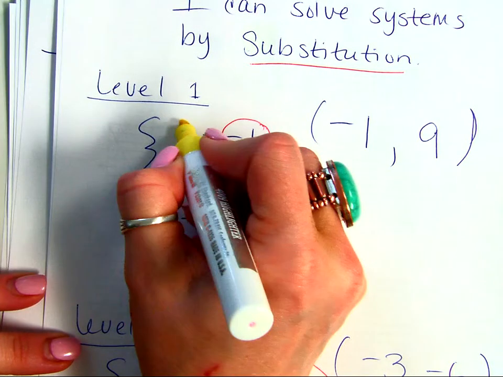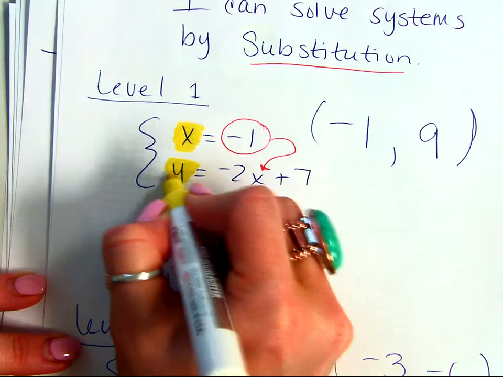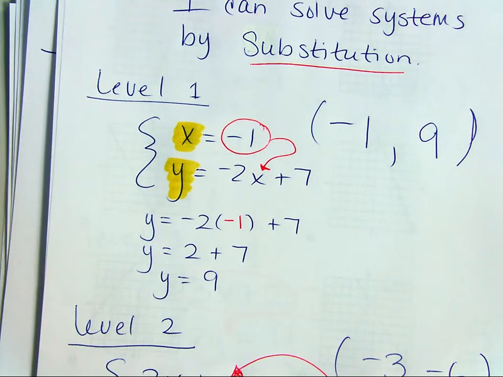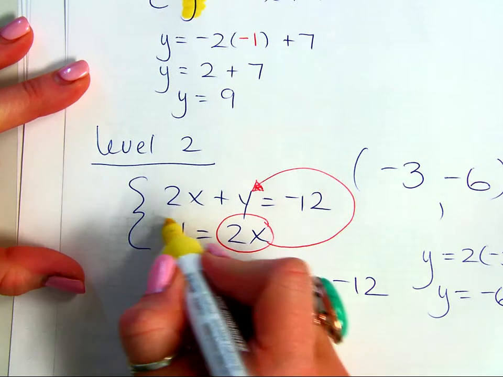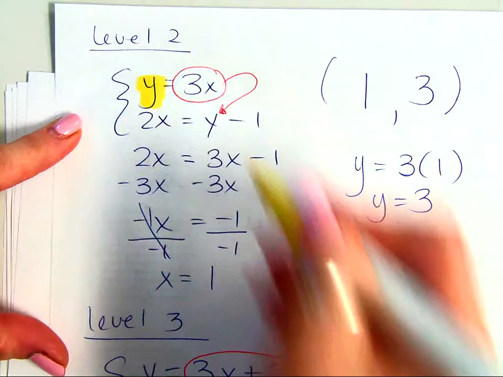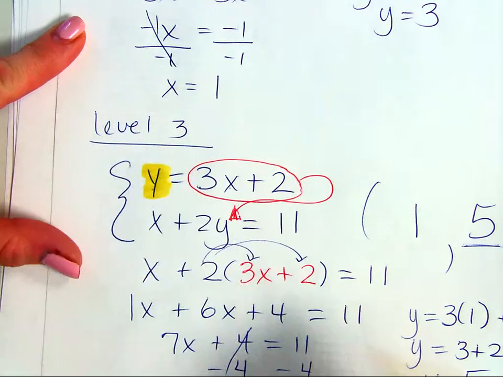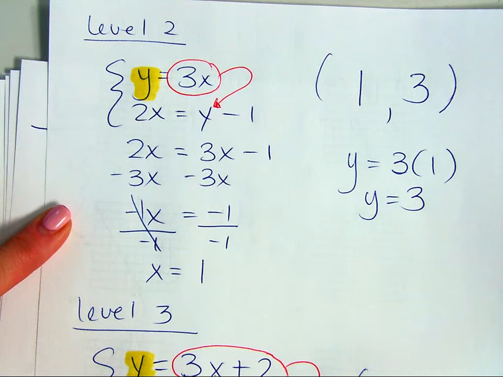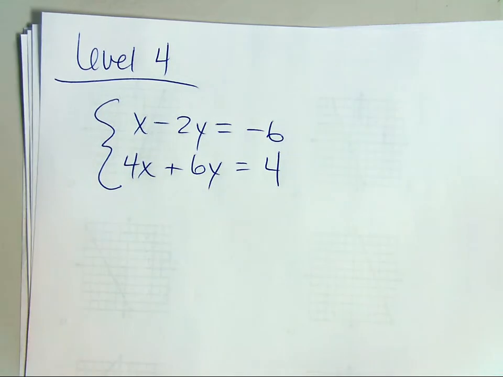You notice that both of the equations had a variable already solved for, right? Here, y was by itself. So you went right away to your substitution. Here, y was by itself. Here, y was by itself. So all of your y's were already solved for. Can you say that about this one? No. Neither of the equations has a variable solved for. However, there's one that's pretty close.